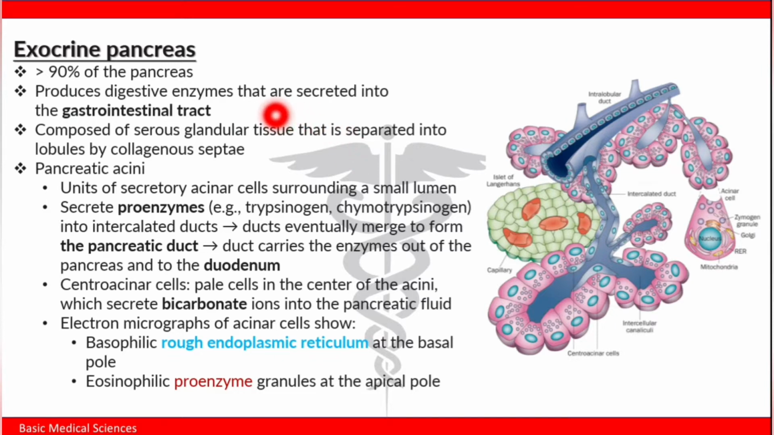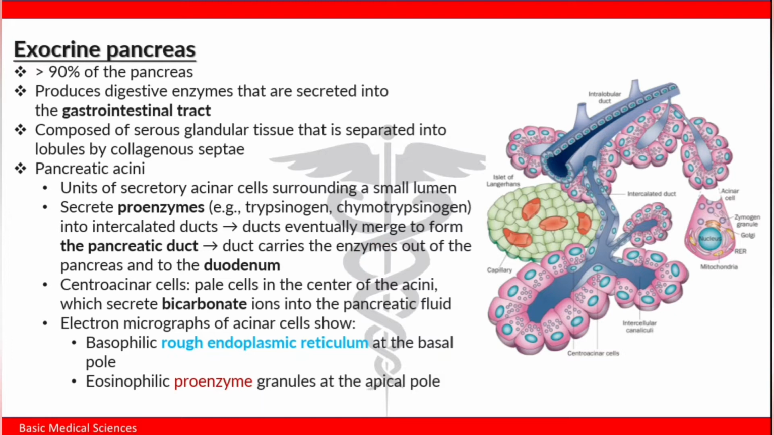The exocrine part is actually composed of serous glandular tissue that is separated into lobules by collagenous septae. The pancreatic acini are units of secretory acinar cells surrounding a lumen, and they secrete proenzymes, for example, trypsinogen and chymotrypsinogen, into the intercalated ducts. These intercalated ducts will eventually merge to form the pancreatic duct, which carries the enzymes out of the pancreas and empties into the duodenum.